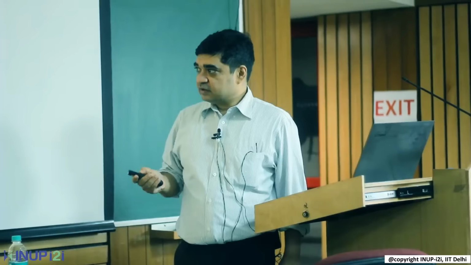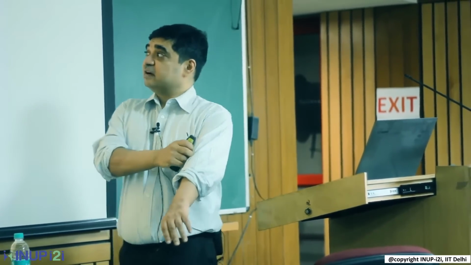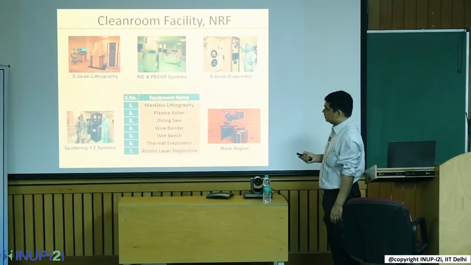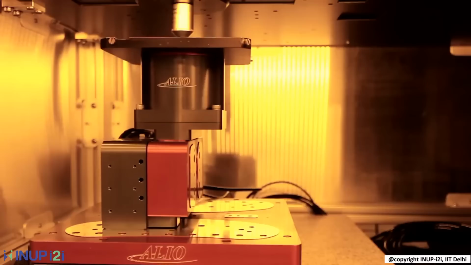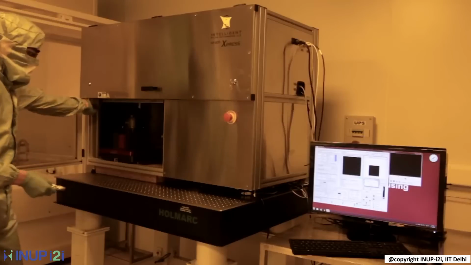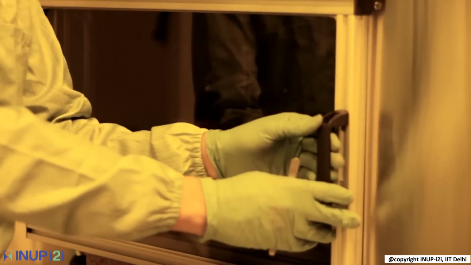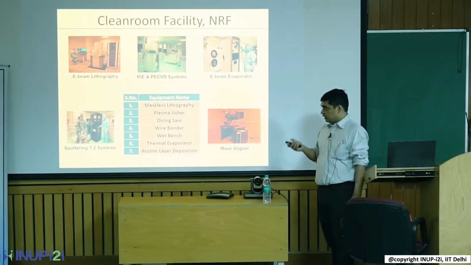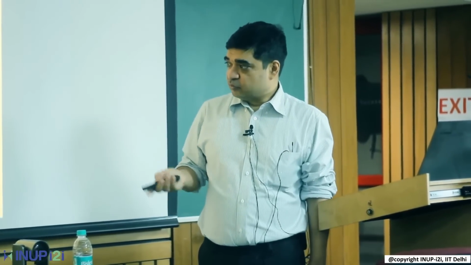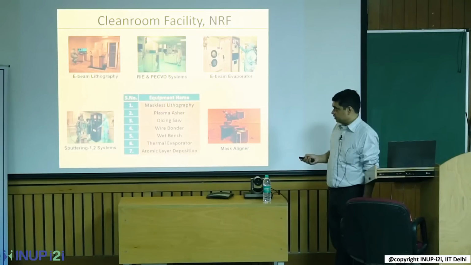So this is just an introduction to all the tools that we have inside. So this is for the class 100 clean room. Class 100 clean room has E-beam lithography and maskless lithography. So these two tools are inside the class 100 clean room. Everything else, like PECVD, E-beam evaporator, mask aligner, sputtering, are all in the class 1000 clean room and more, right? So we have wet bench, thermal evaporator, wire bonder, dressing.